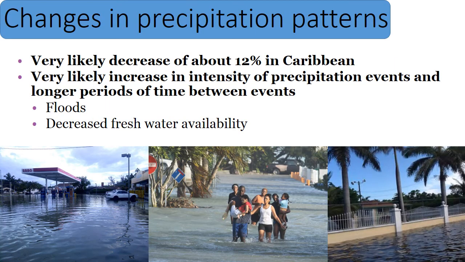The next projection that we'll look at is changes in precipitation patterns. For the Caribbean region, the IPCC has projected that there is very likely going to be a decrease of about 12%, and there is very likely going to be an increase in intensity of precipitation events and longer periods of time between events. So what this means is that overall, we will get less rain. When we do get rain, it's going to come very intensely. So we're going to have those very intense rain events.